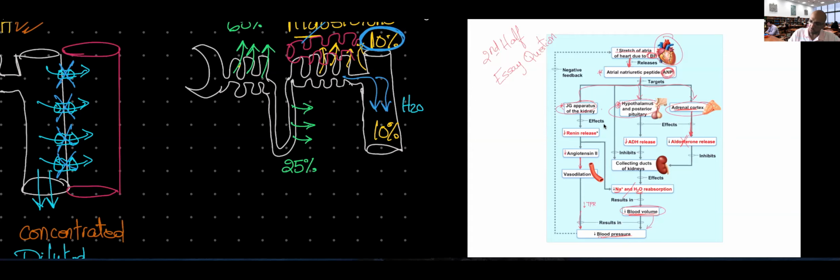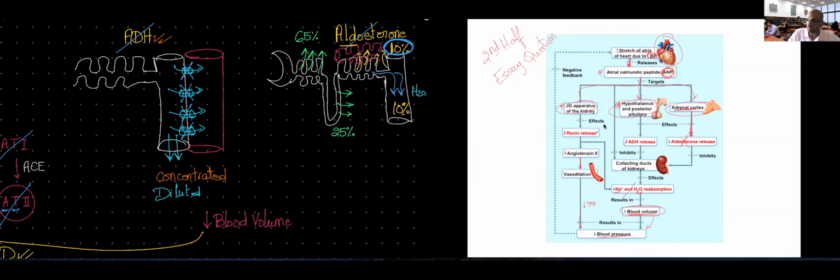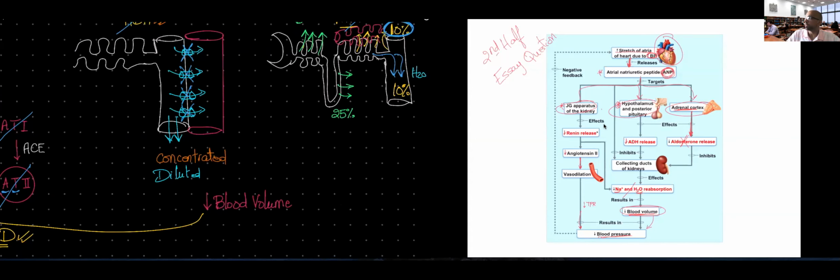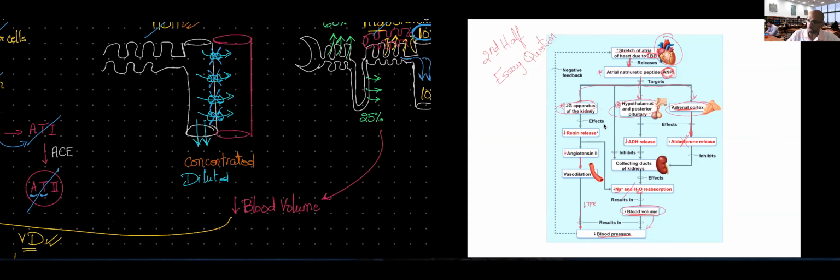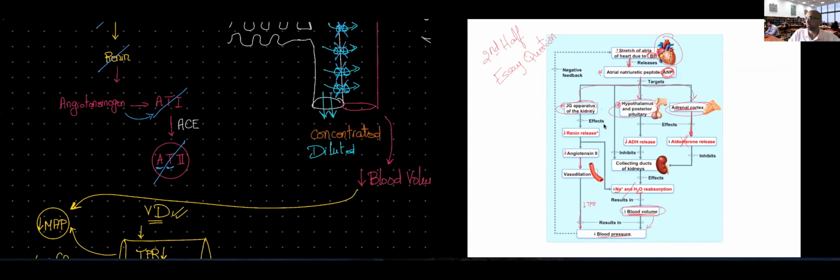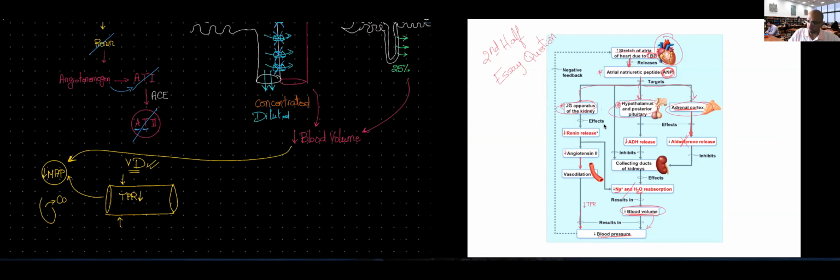So what's gonna happen to my blood volume if I'm not retaining this amount of fluid? This will result in a drop in my blood volume. And what's this gonna result in terms of blood pressure? If I have a drop in my blood volume, this means I would have a drop in my blood pressure, decrease in my blood pressure. Exactly.